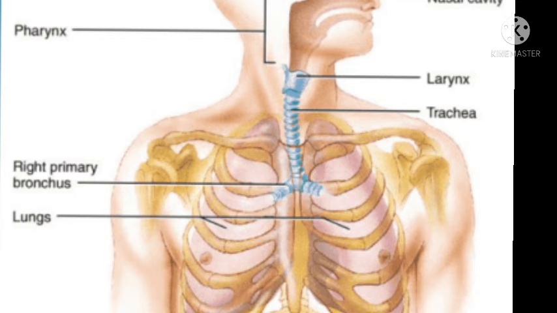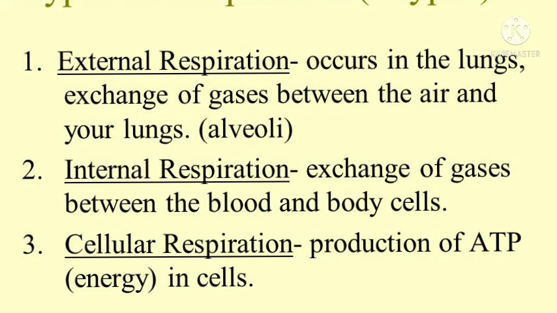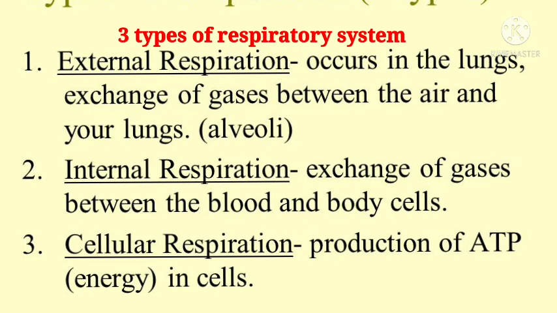Now I am going to discuss its types. There are two types: external respiration and internal respiration. In external respiration, there is an exchange of gases, that is oxygen and carbon dioxide, between the lungs and blood. On the opposite side, in internal respiration, there is an exchange of gases between blood and tissues. Then I am showing the diagram of the human respiratory system.